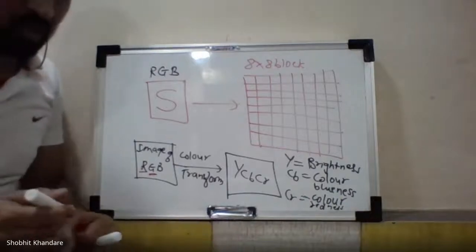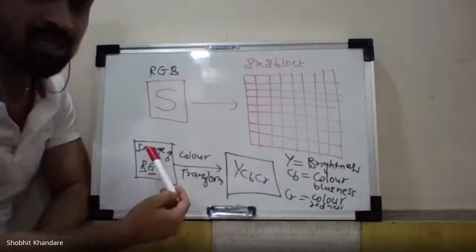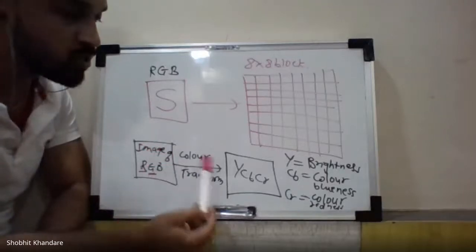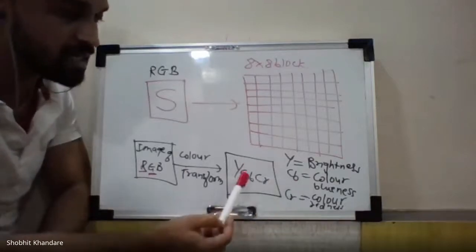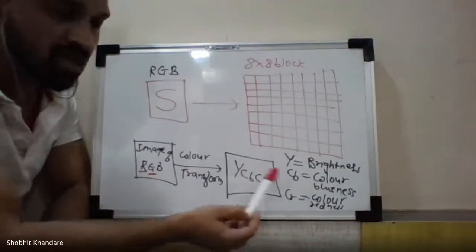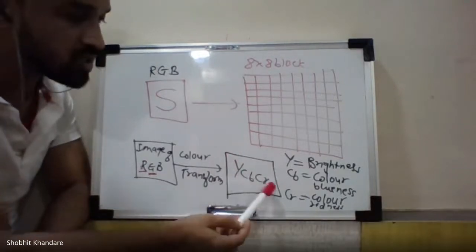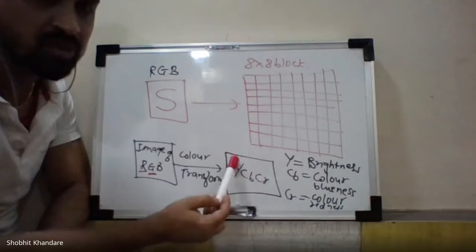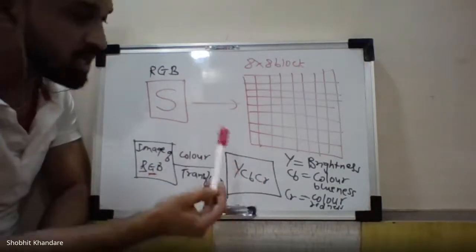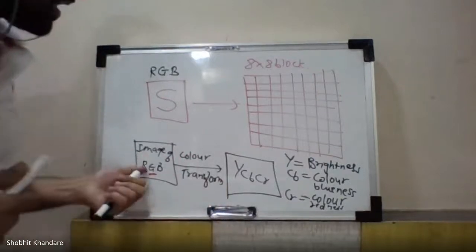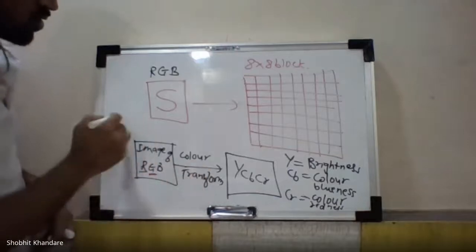So we are not here to understand the detail of this, but we should understand that whatever the color image is, that has to be converted into YCbCr, where Y stands for brightness, Cb stands for color blueness, and Cr stands for color redness. Okay, so this is the component we have. Now, why do we have to go from this to this? Or if the color is RGB, that can be converted into grayscale also.